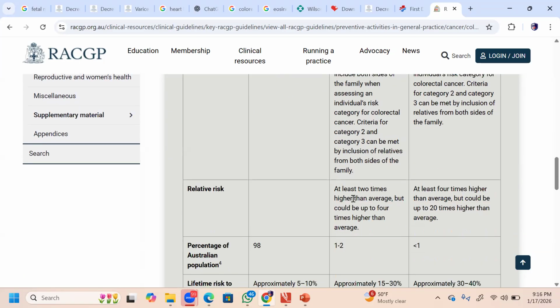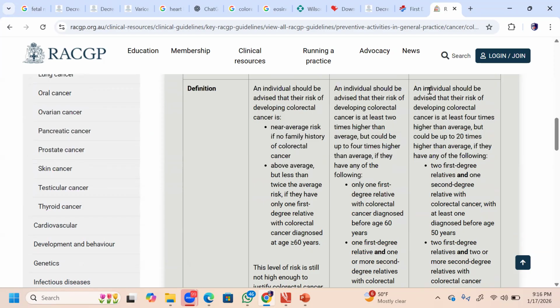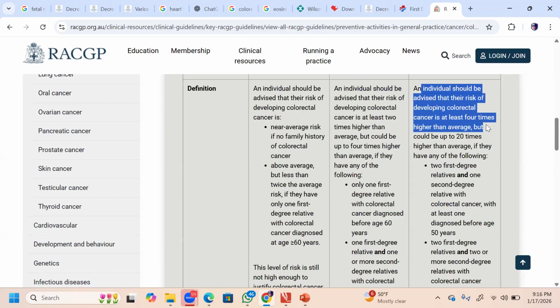Okay. So what about category 3? Doctors, it is extremely important, so please be focused. Category 3: any individual should be advised that the risk of developing colorectal cancer is at least 4 times higher than the average, but could be up to 20 times higher than the average. Okay, if the following features are present. So which are the following features?